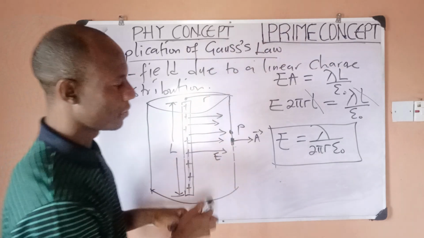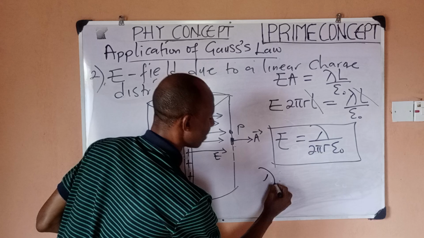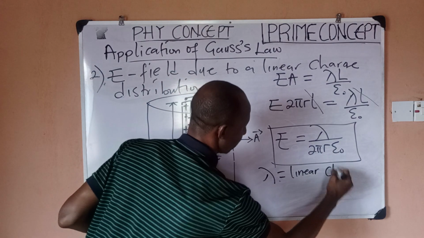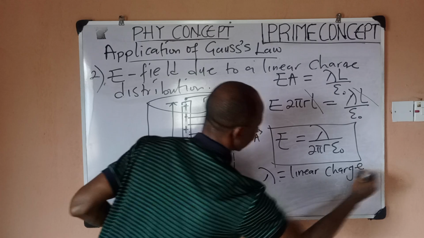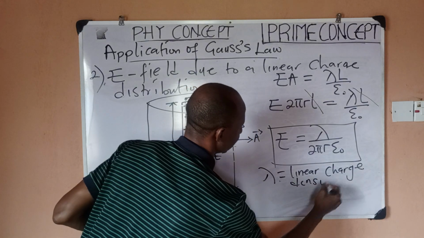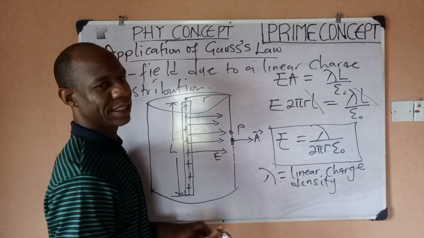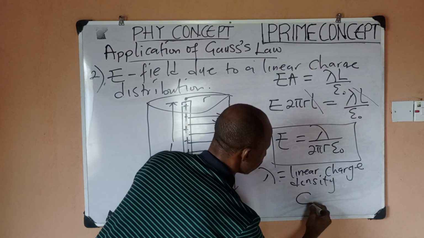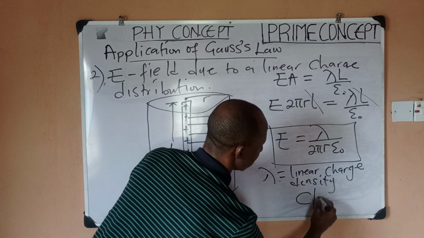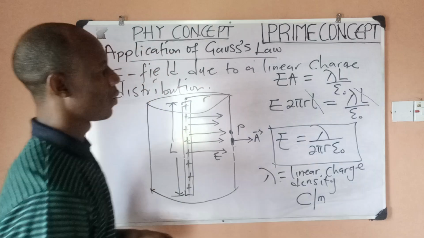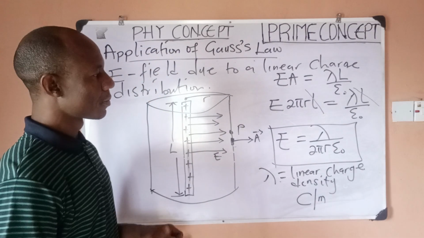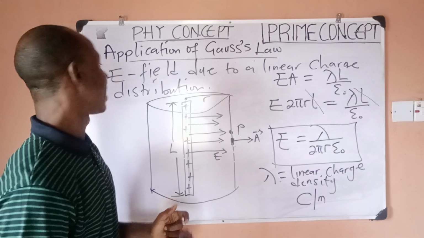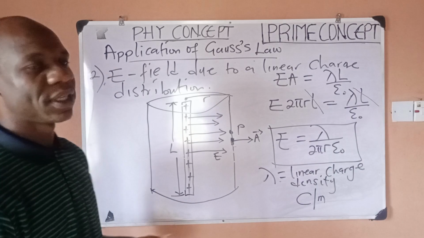So this is the electric field, where lambda is the linear charge density. Lambda is linear charge density, and it has a unit of Coulomb per meter. Coulomb per what? Meter, right? Yes, so this is it. Then the last application I want to look at is application 3.